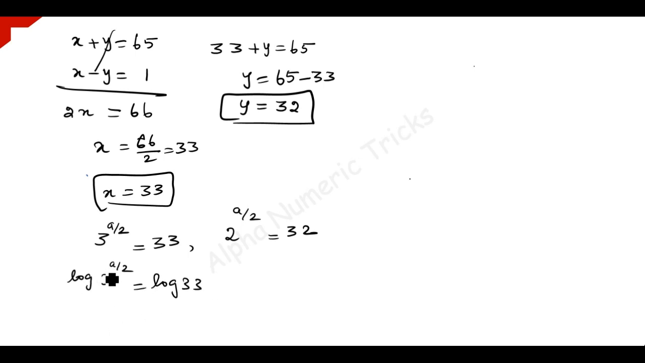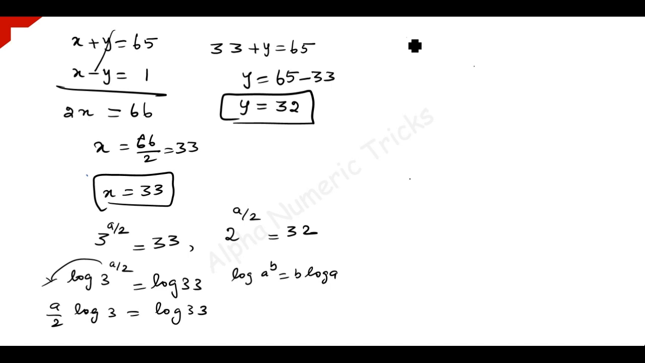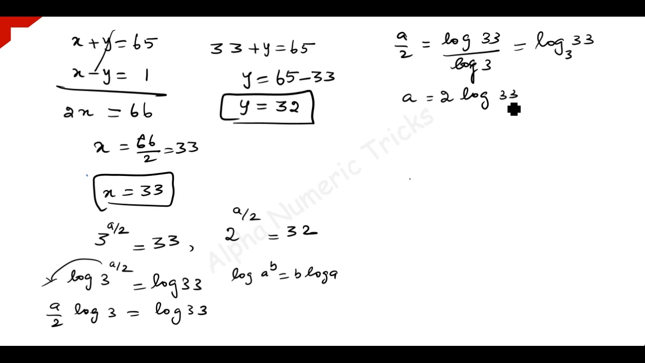Or you can take this a by 2 to the front. A by 2 log 3 is equal to log 33, using the log of a to the power b is equal to b log a formula. And here you have a by 2 is equal to log 33 over log 3, or you can write this as log 33 base 3. So a is equal to 2 times log 33 base 3. This is the value of a now.